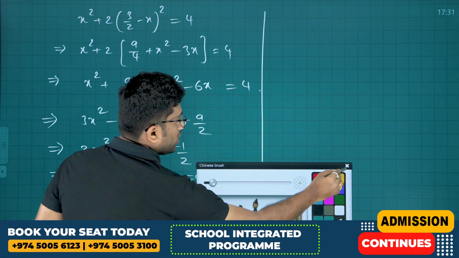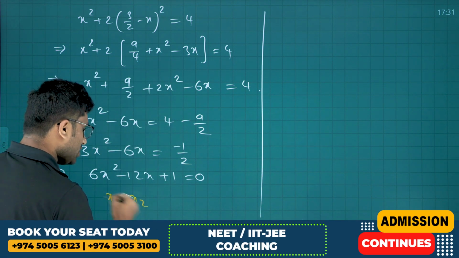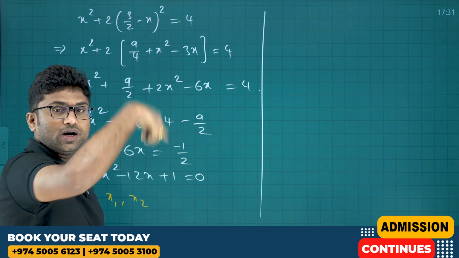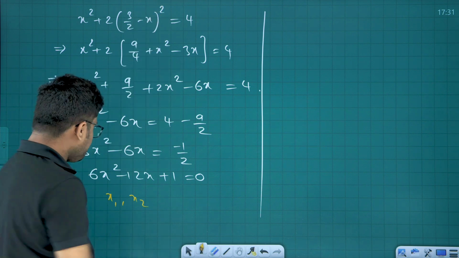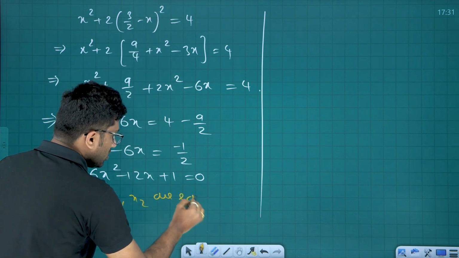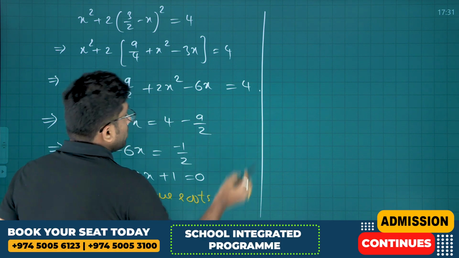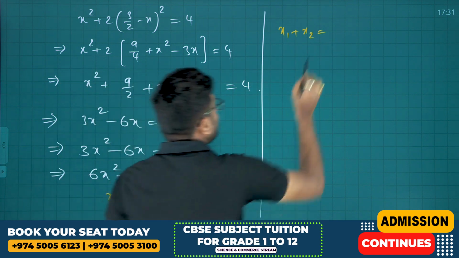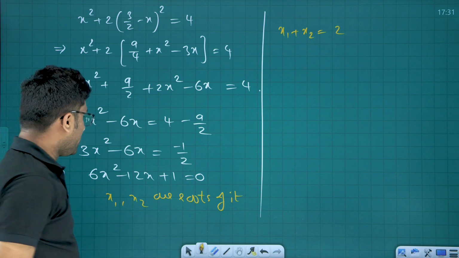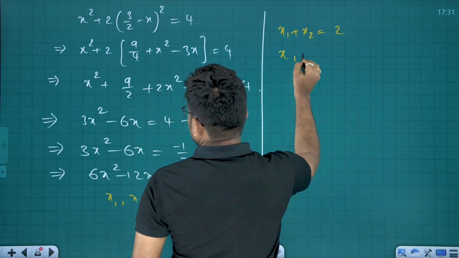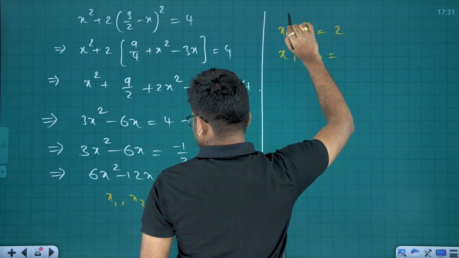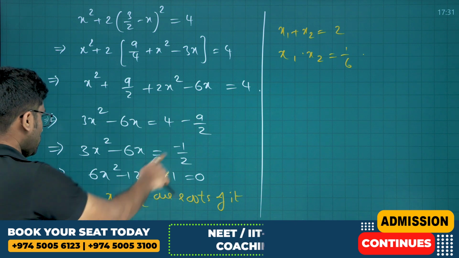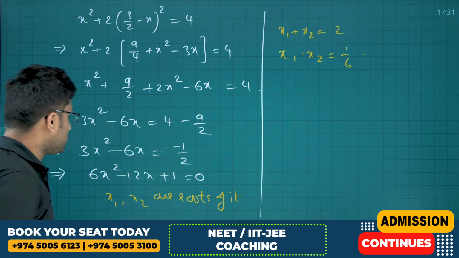Suppose x1, x2 are the roots, because if we solve this we are supposed to get x1 and x2 only, correct? These are the x-coordinates of the points a, b. x1, x2 are roots of it. So what is the sum of the roots now? x1 plus x2 is equal to minus b by a, 12 by 6, which is equal to 2, and x1 into x2 is equal to c by a, which is 1 by 6. Correct only, no? 6x square minus 12x plus 1 is equal to 0.